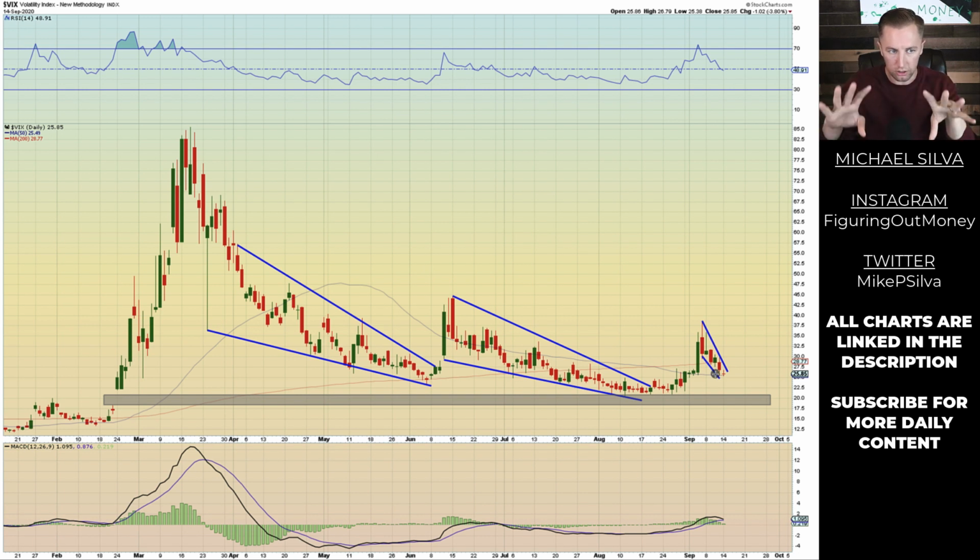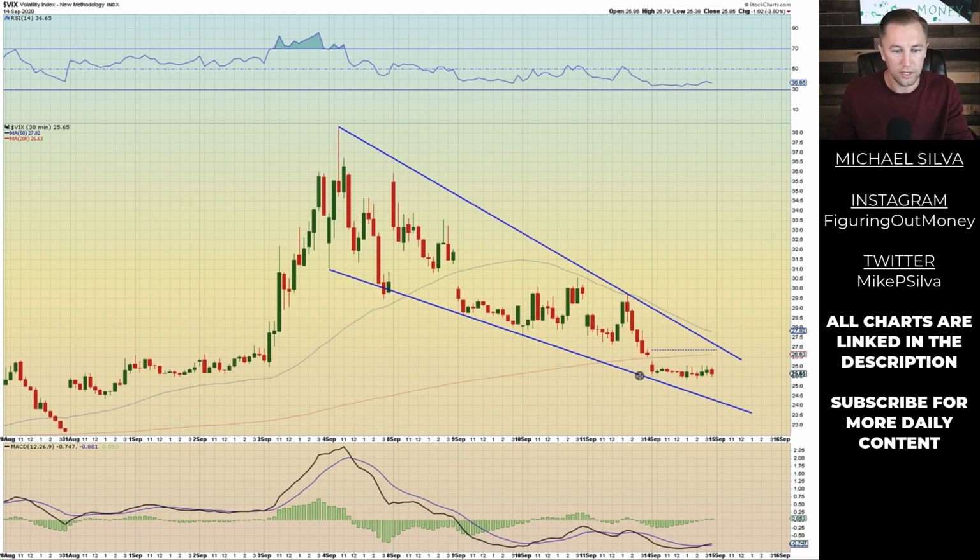But let's push in a little bit closer on the 30-minute time frame to really get a good grasp as to what is happening here. Okay, so here is the VIX on the 30-minute time frame. When we punch in, you can really see what's taking place here. This is another, obviously, shorter term falling wedge, which we've seen the history of these falling wedges within the VIX.